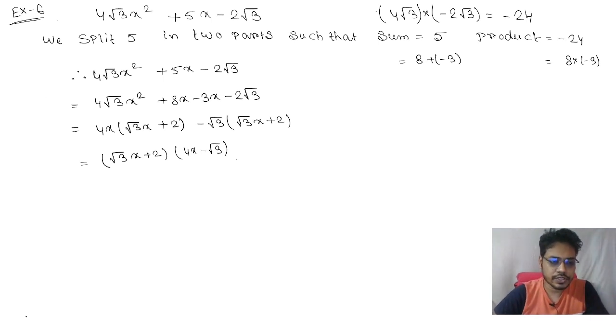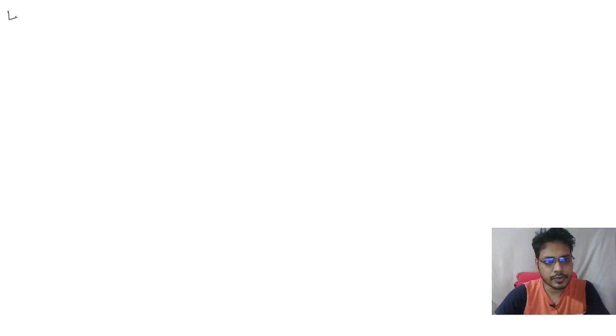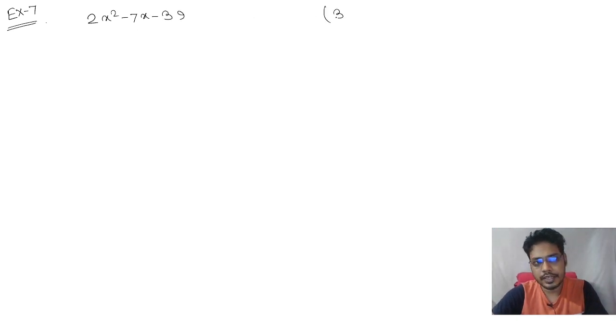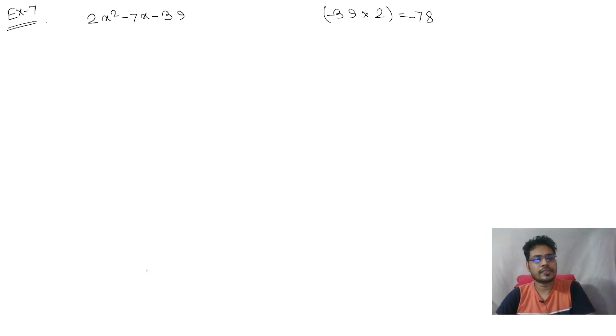Now we'll continue this in example number 7 as well. In example number 7, that is 2x square minus 7x minus 39. Now first we have to multiply 39, that means the constant, with the coefficient of x square, that is 78. Oh, it is minus 39, so it will be minus 78. Okay, so it is minus 78.